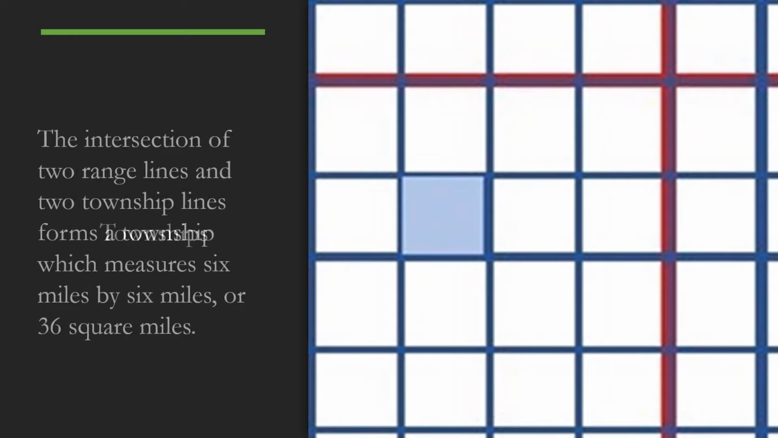Townships. The intersection of two range lines and two township lines forms a township, which measures 6 miles by 6 miles, or 36 square miles.